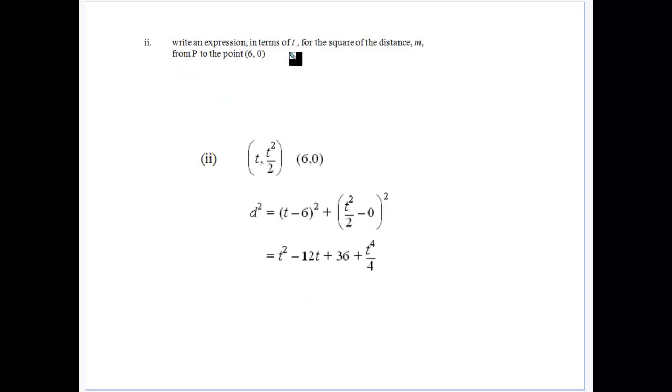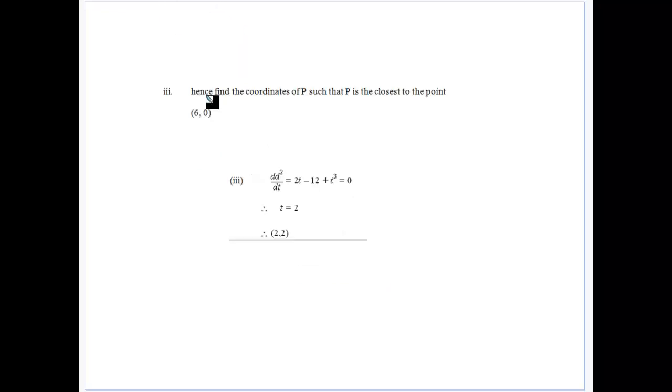Now, write an expression in terms of t for the square of the distance from P to the point (0, 6). So if those are our two points, the distance squared would be (t minus 0) all squared plus (t squared on 2 minus 6) all squared, which we can just expand out to get that. So that's all we wanted: an expression in terms of t for the square of the distance. Now it then says, hence find the coordinates of P such that P is closest to the point (0, 6).